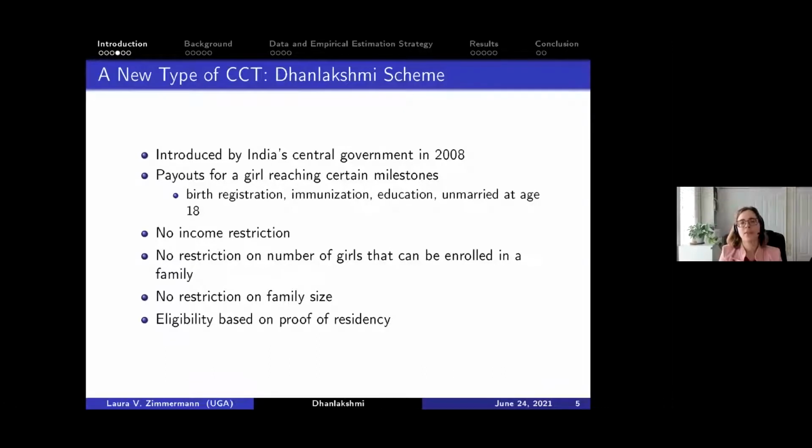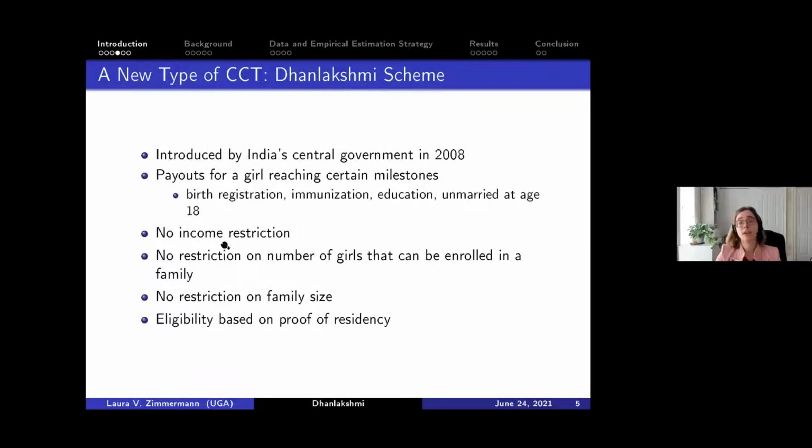We're going to focus on the Dhanlakshmi scheme, which was a central government pilot program introduced in 2008. It has payouts for girls reaching certain milestones, which include registering the birth of a girl, getting her immunized, and then payouts for pretty much every year of schooling. Then there's a final payout at age 18, conditional on the girl having remained unmarried. Now, the big design difference to older programs, including the Devi Rupak scheme in Anukriti's analysis, is really the lack of a lot of restrictions.